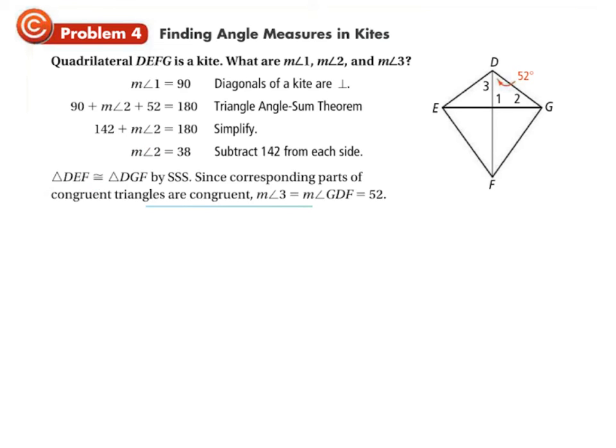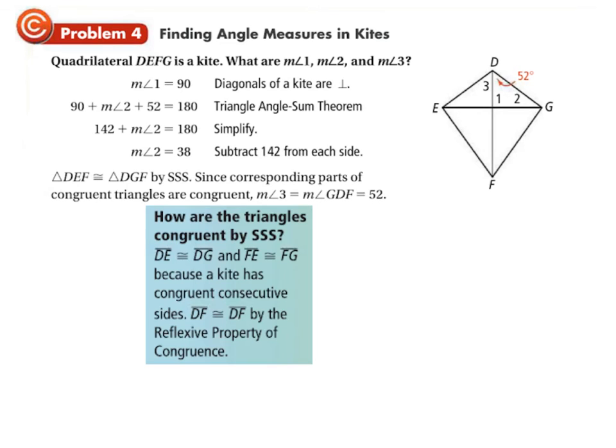And it says, because triangle DEF right here is congruent to triangle DGF right here by SSS, side, side, side, then we know corresponding parts of congruent triangles are congruent, so the measure of angle 3 is also going to be equal to this angle, 52. And this note here just says, how do we know that it's congruent by side, side, side? Well, this side and this side, we already know because it's a kite. This side and this side are going to be congruent, and this side and this side are going to be congruent, so we've already got two of the sides congruent, and then they reflexively share the third side.